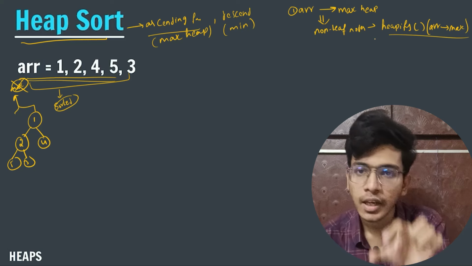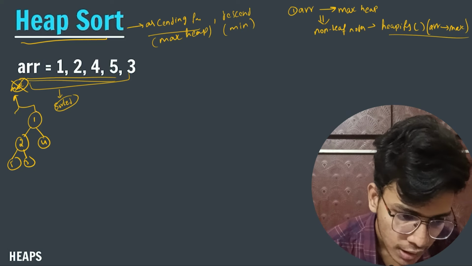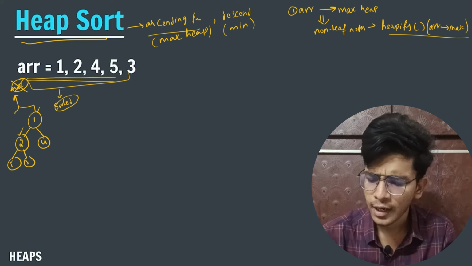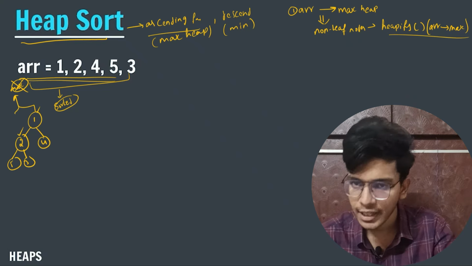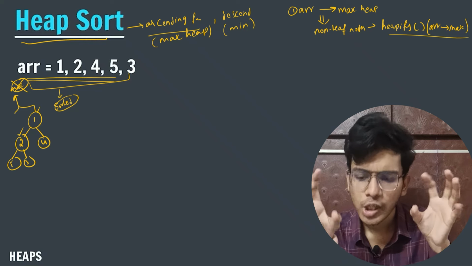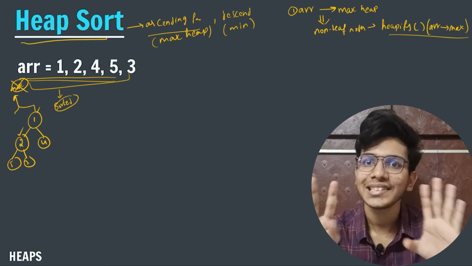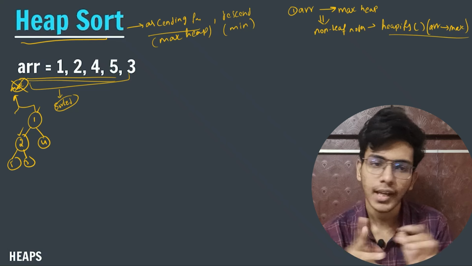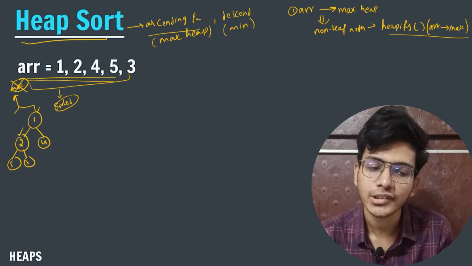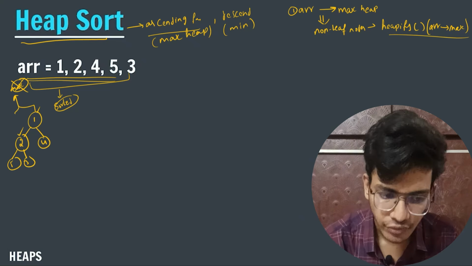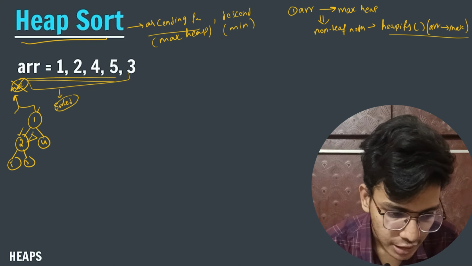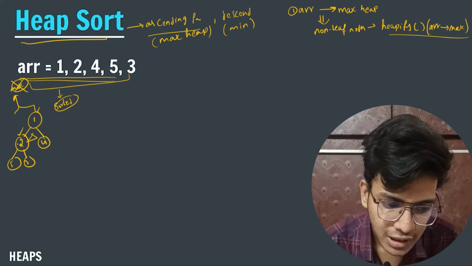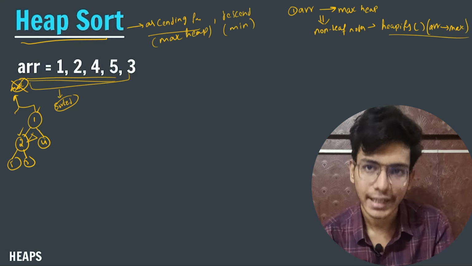For all the non-leaf nodes, you can see that 1 is a non-leaf node, 2 is a non-leaf node. A non-leaf node is nothing but a node which has either a left child or a right child or both. If a node has children, then it is not a leaf node. So for all the non-leaf nodes, I will call my heapify function. First, I will call heapify for these 3 elements, and among these 3, I will take whichever is maximum.